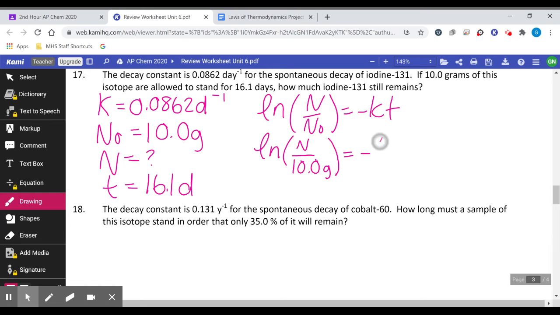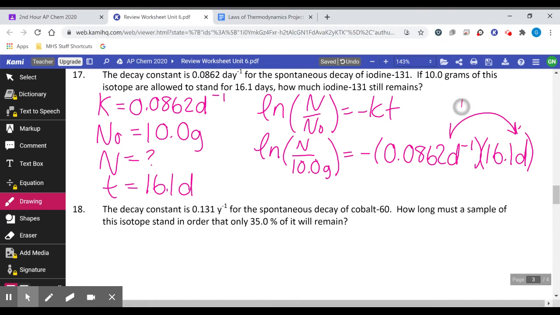Equals our negative K, 0.0862 days to the minus 1, times our time elapsed, which they want 16.1 days. And we need to make sure our units here match, and they do. So we are okay to go on with our math there, solving for N.